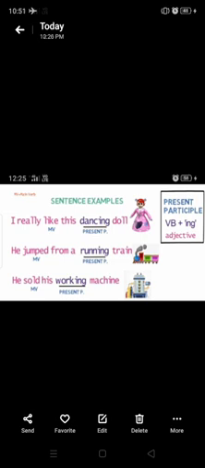Now the third example: he sold his working machine. Here also we have two verbs, sold as the main verb, and again we have working, the second verb. Here also working is the verb base form work with ing, working. Now this word working is modifying the noun machine. What kind of machine? Working machine. So here the word working is a present participle. I hope you're clear with this.